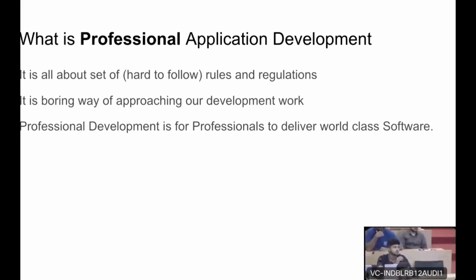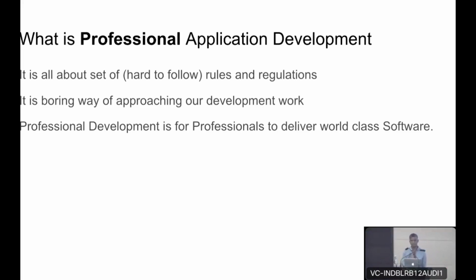Okay, so like I said, the definition need not be from a book. For example, I'll just put my definitions. Correct me if I somehow get close to your definition. Professional development is all about a set of rules and regulations, mostly hard to follow. They are not simple. Sometimes they make it really, really bad. You'll feel bored and other stuff. Second thing is, it's a boring way of developing software.